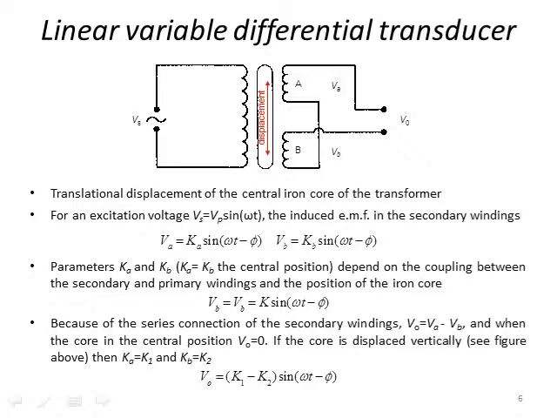Now in the central position, VA is equal to VB, so then V out is equal to 0. If the core displaces upwards in this direction, then V out will equal K1 minus K2. And you have some experience with this already. A very simple way to measure displacements, but also it can be quite accurate, depending on how you do the readout.